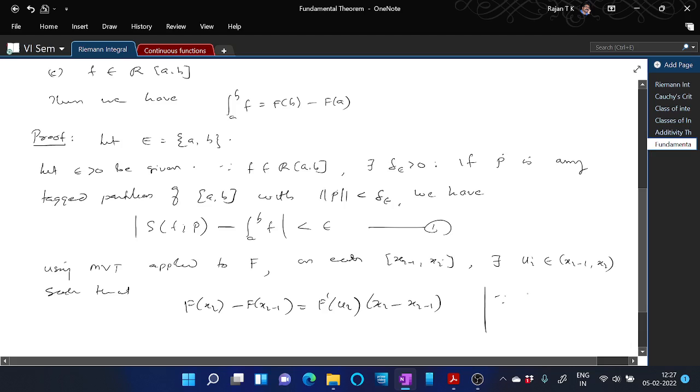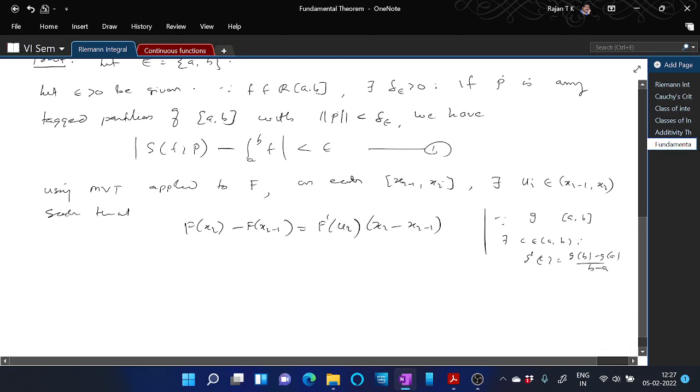That is, the mean value theorem states that if there is a function g which is continuous on some interval AB and it is differentiable in the open interval AB, then there exists a point C in the open interval AB such that g dash of C is equal to (g of B minus g of A) divided by (B minus A), or in other words we can write g of B minus g of A is equal to (B minus A) into g dash of C.